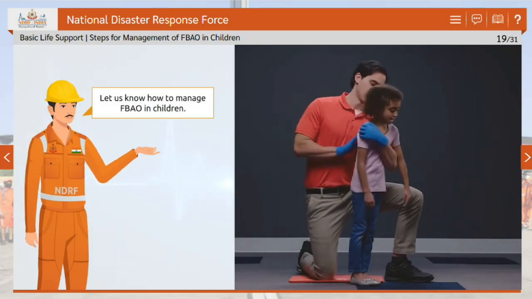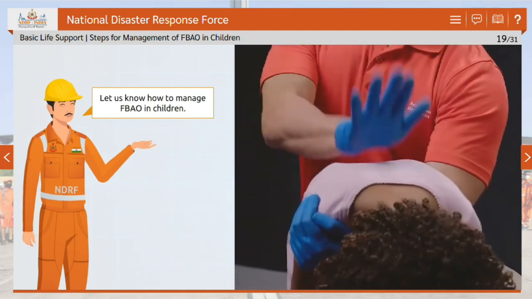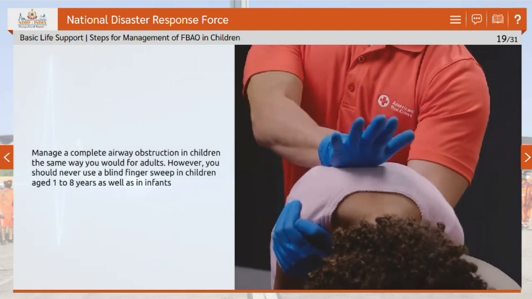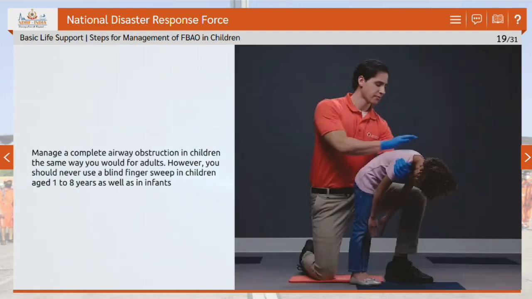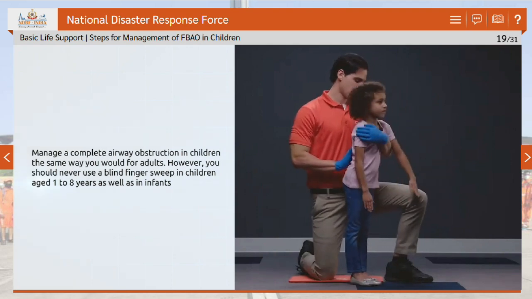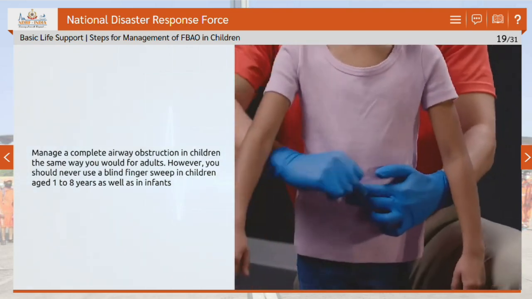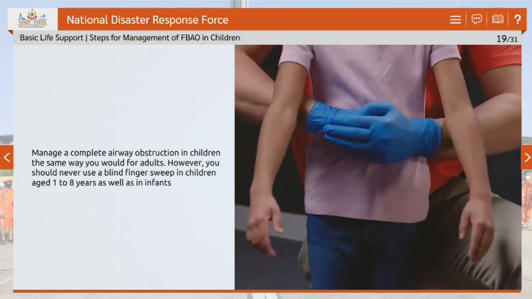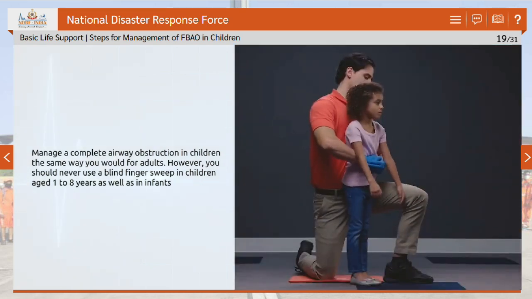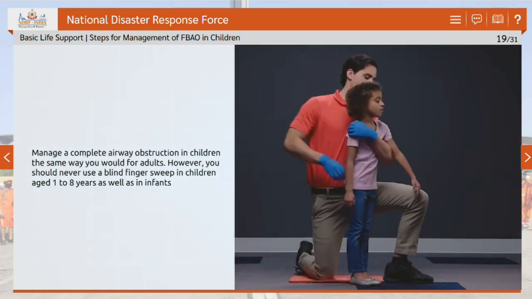Let us know how to manage FBAO in children. Manage a complete airway obstruction in children the same way you would for adults. However, you should never use a blind finger sweep in children aged 1 to 8 years as well as in infants.